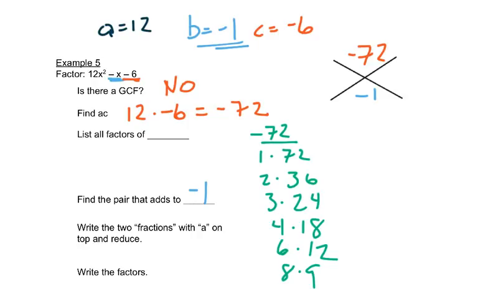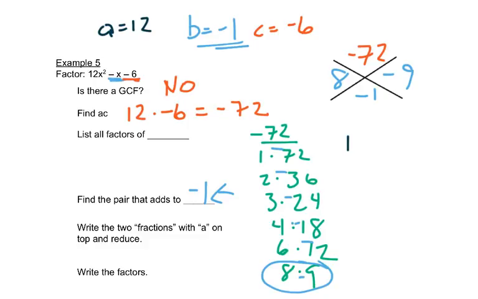Now again, I'm multiplying to get a negative number, so one of my numbers has to be negative. But I want to add to get a negative number as well, so my bigger number has to be negative. So which pair adds to get a negative 1? Well, that's this right here. So I have 8 and negative 9.